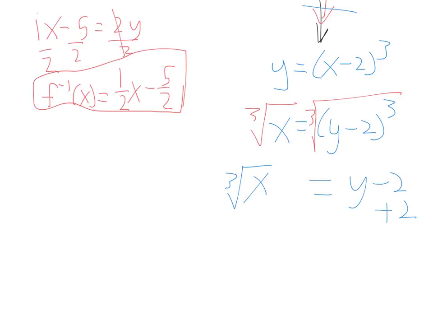So if you add 2 to both sides, the minus 2 and the plus 2 cancel out, so you're left with y equals, or we can say f inverse of x equals cube root of x plus 2.